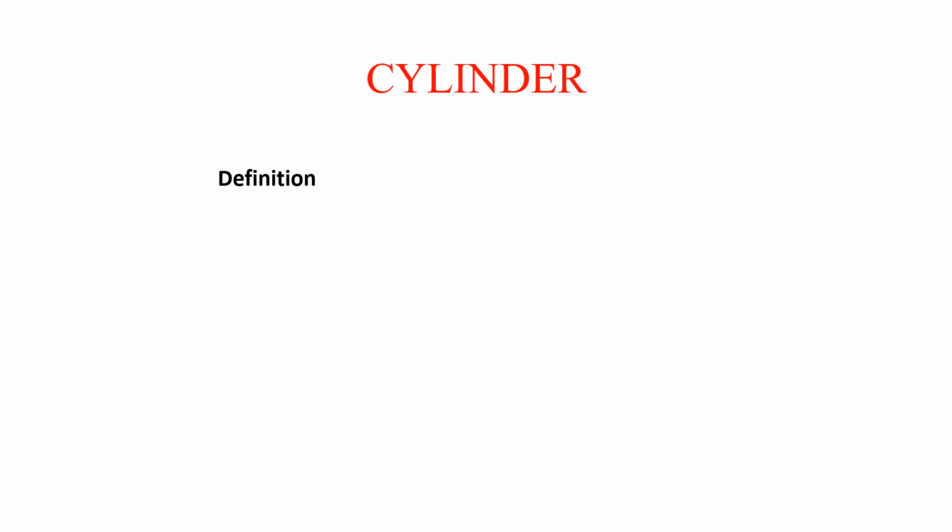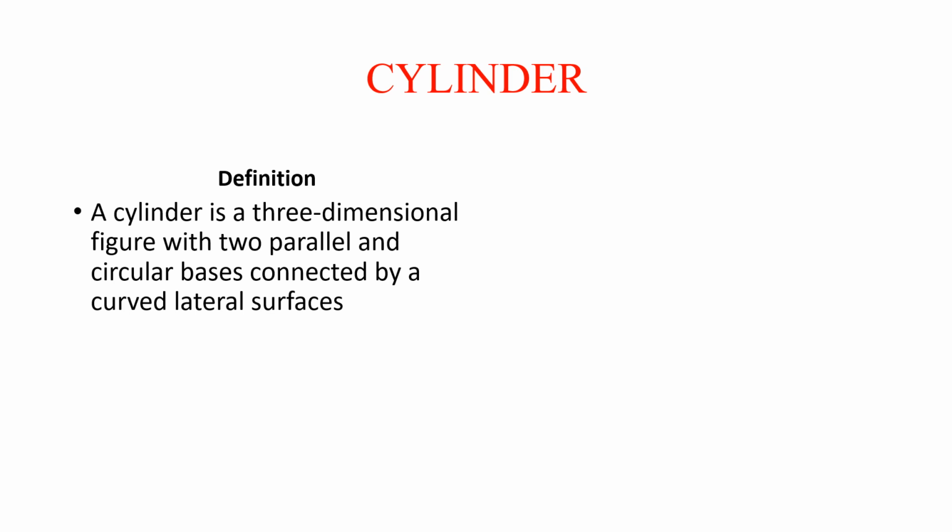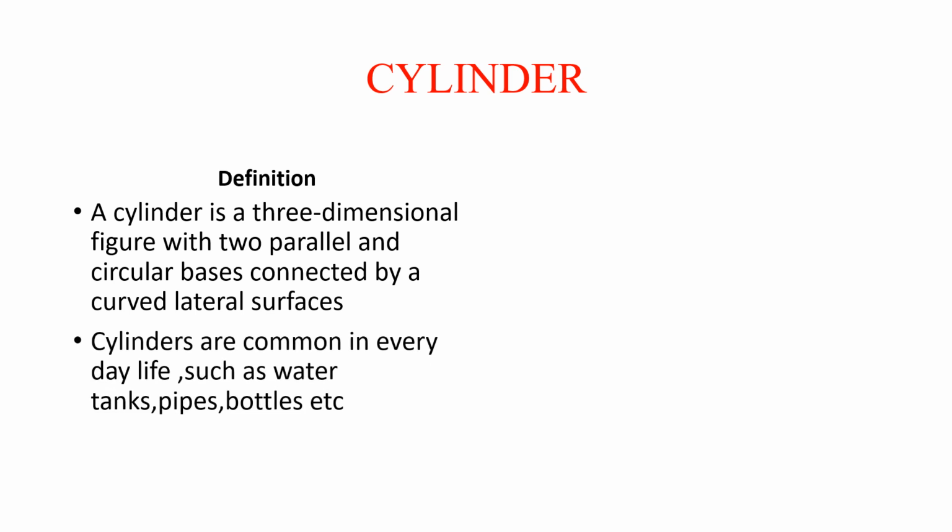A cylinder is a three-dimensional figure with two parallel and circular bases connected by a curved lateral surface. Cylinders are common in everyday life, such as water tanks, pipes, bottles, cans and containers, engine cylinders, and very many others.